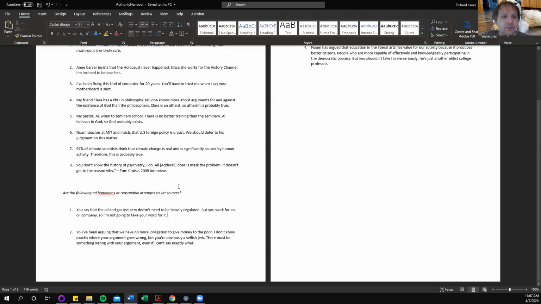Recall it asks whether the following are ad hominems or reasonable attempts to vet sources. So the first one says, you say that the oil and gas industry doesn't need to be heavily regulated, but you work for an oil company, so I'm not going to take your word for it, right? So on its face, I'm going to get into some details that might matter here, but on its face, this looks like a straightforward ad hominem.